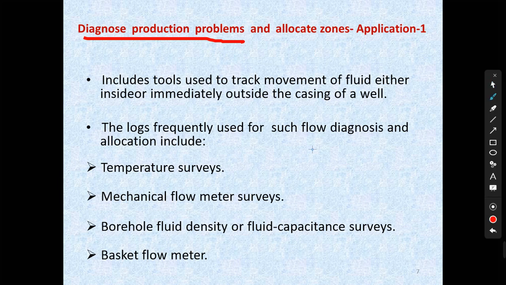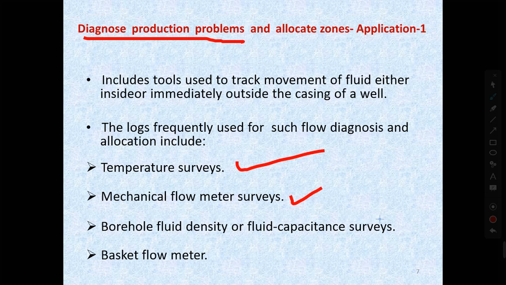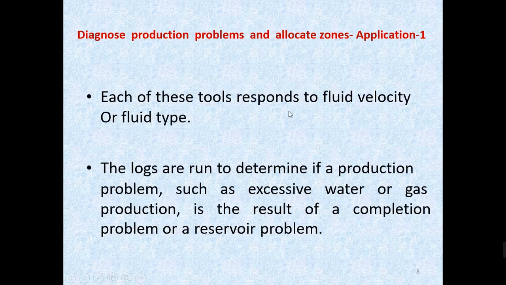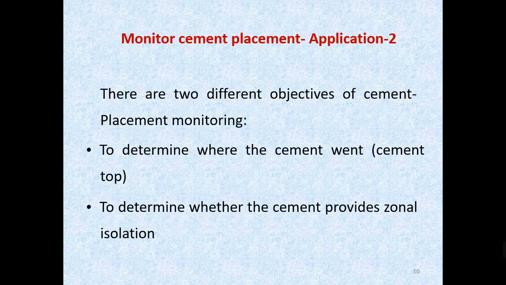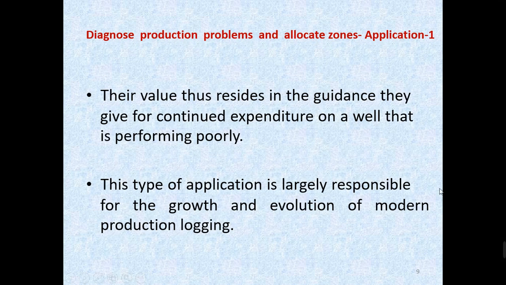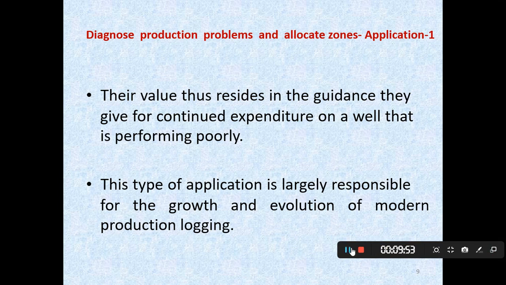These kinds of diagnosis need temperature surveys, mechanical flow meters, borehole density surveys, and basket flow meters. These are the equipment that are needed, and what they do is check the fluid velocity or fluid type. Definitely these tools are run to determine if there's a production problem, water problem, or completion problem. But this is not used alone. It is used with the help of well tests and others. So now I will show you some video of production logs.